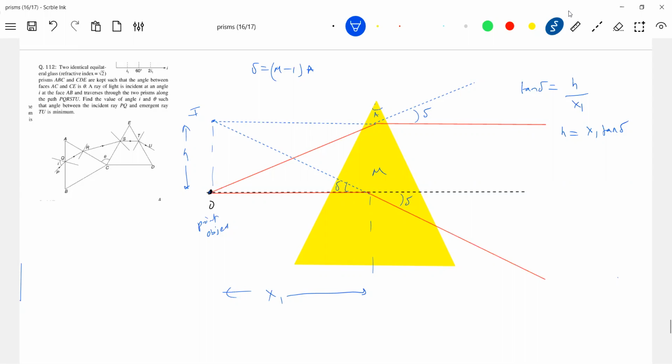At that particular height, we can look at it. And what is the delta? Delta is mu minus 1 into A. Substituting that, we'll get the height at which that image will be, virtual image. So for a real point object, we have discussed all the problems where only the rays were incident. If you keep some object, it will form a virtual image, and we can find it out using this method. All this is applicable only for a small angle prism.